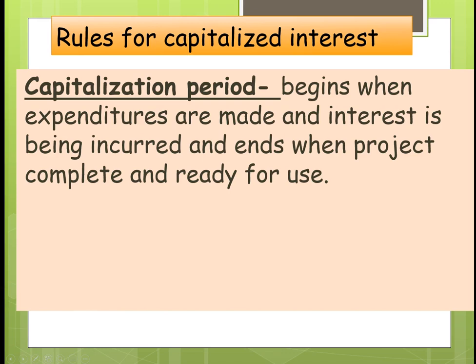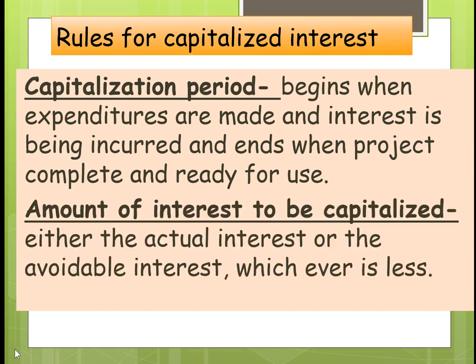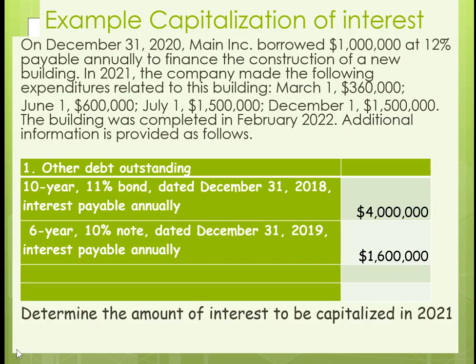Capitalization period. It begins when expenditures are made and interest is being incurred, and ends when the project is complete and ready for use. The amount of interest is the difference. It's either the actual interest or the avoidable interest, whichever is less. So now let's take a look at an example.